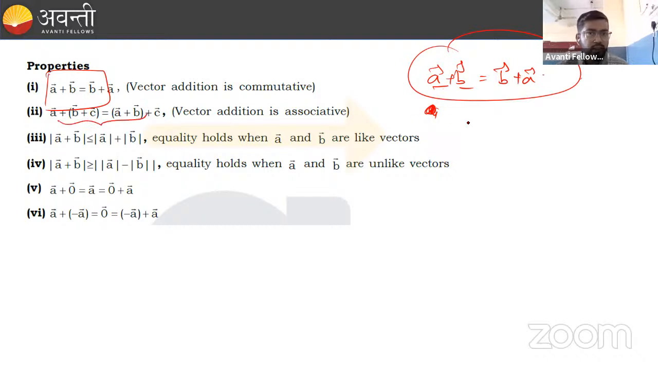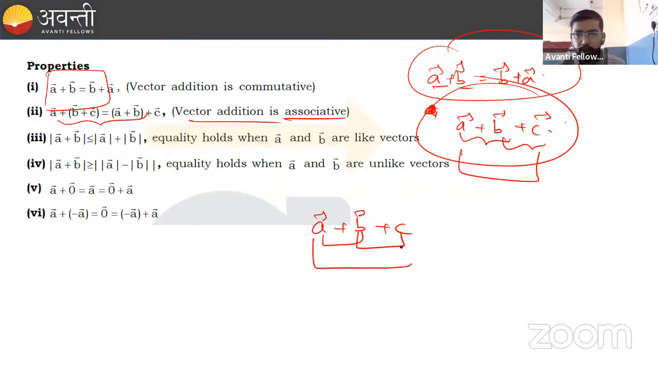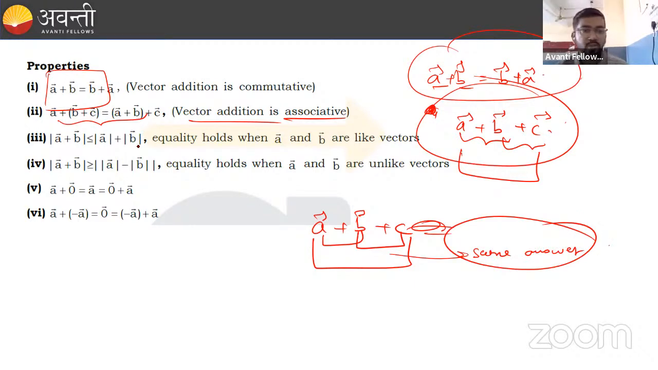The next property is the associative property. We also know that vector addition is associative. When you are writing a bar plus b bar plus c bar, whichever two vectors you choose to add first, you can choose this option, this option, or this option. All options will give you the same answer. Hence we can say that vector addition is associative.